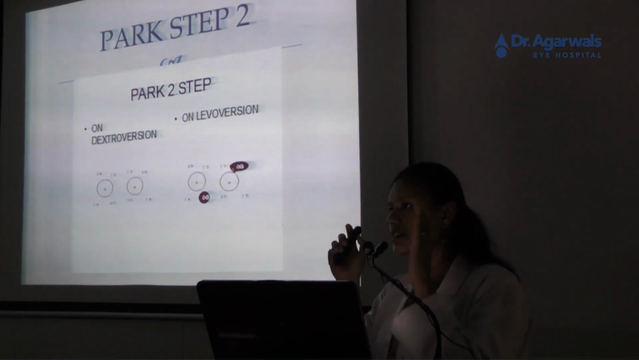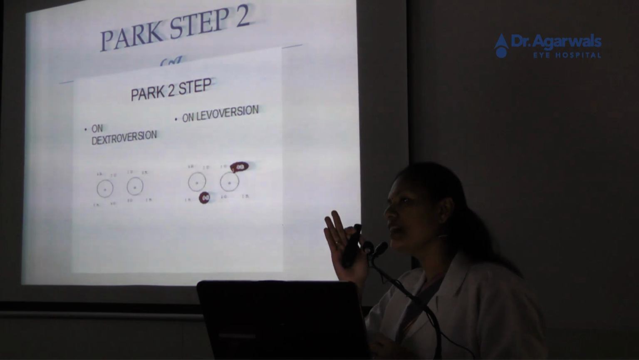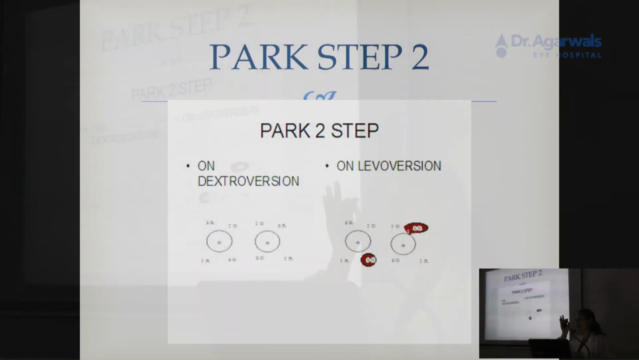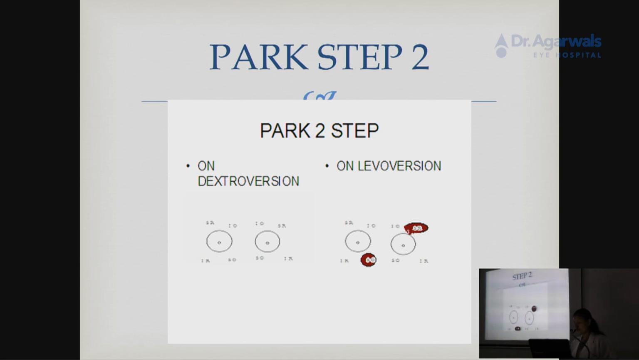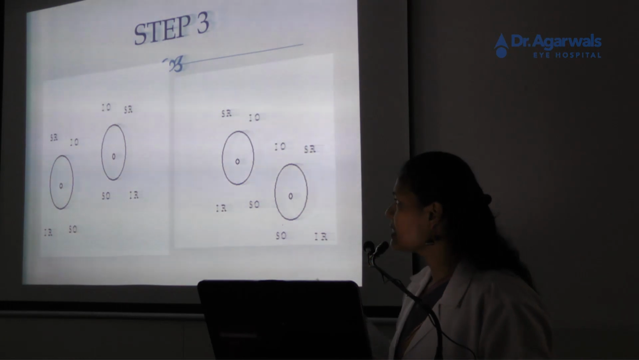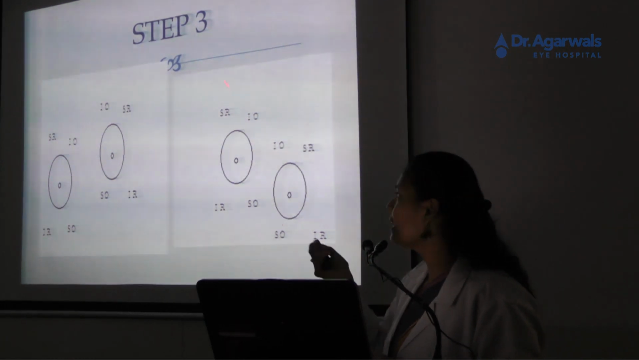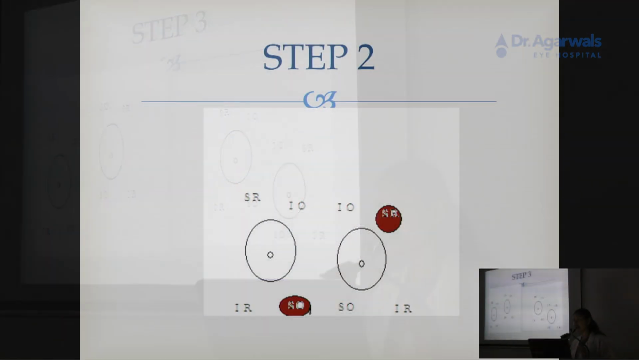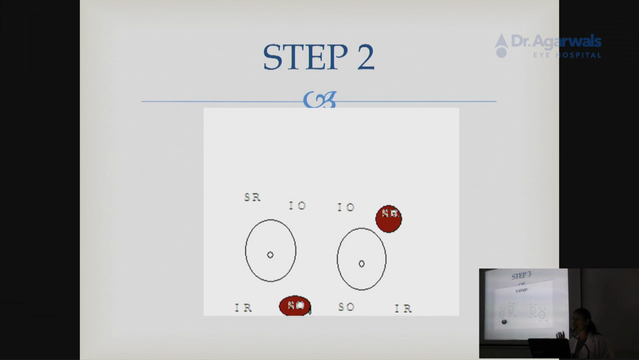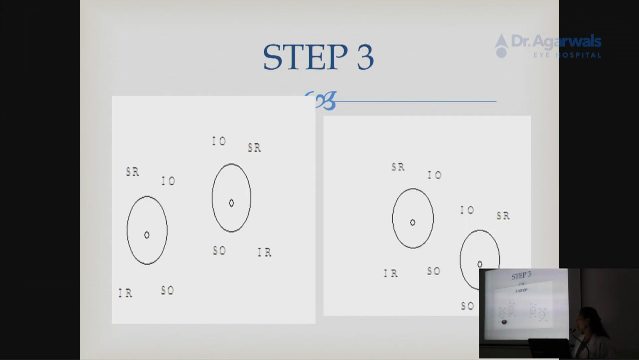So this is a small thing. When they look to the opposite side, when there is a hyper, then it's a superiors. On the same side you can think of inferiors. So the third step is head tilt to the same side and head tilt to the opposite side. When it is the same side, easy to remember is oblique. When it is to the same side, the oblique is the one which is involved. So this is a Parks 3 step.